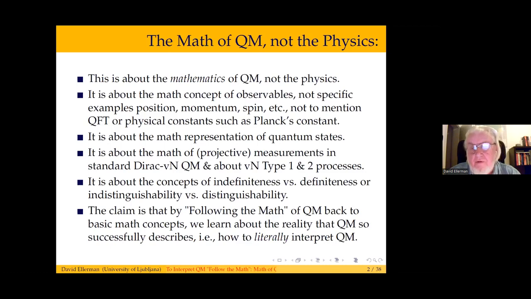So all the questions about specific observables, position, momentum, spin, all that comes out of quantizing classical physics. So I'm not talking about that. I'm just talking about the mathematical form. And so we'll see how we represent quantum states, how the notion of measurement in quantum theory works, the von Neumann type 1, type 2 processes. And we'll see that the concepts that are really crucial are the notions of indefiniteness versus definiteness, or indistinguishability versus distinguishability.